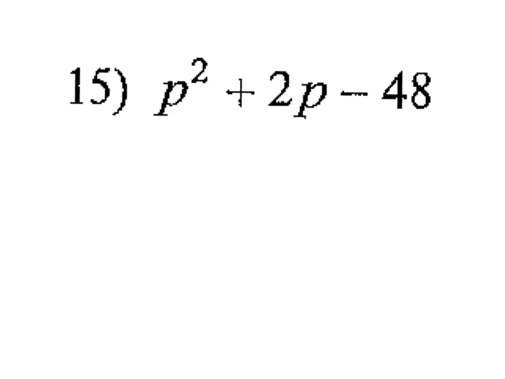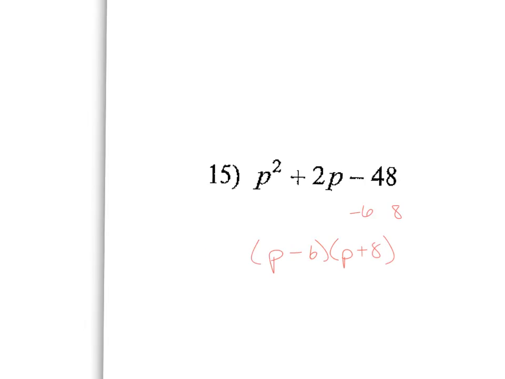Okay, so again, looking for factors of negative 48 that get us a positive 2. 6 and 8 pop in real quick there, and I think a negative 6. So if I have negative 6 and 8, that would be a positive 2. And when I take negative 6 times 8, that gives me negative 48. So p minus 6 and p plus 8 is your answer there.